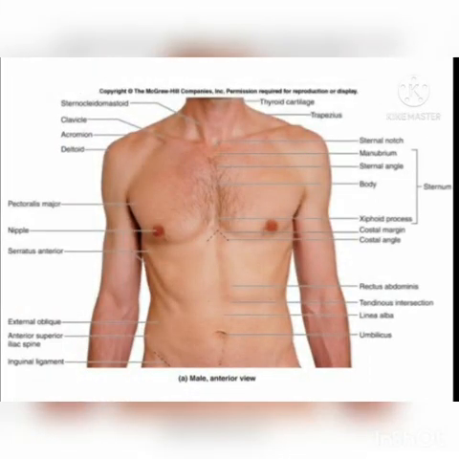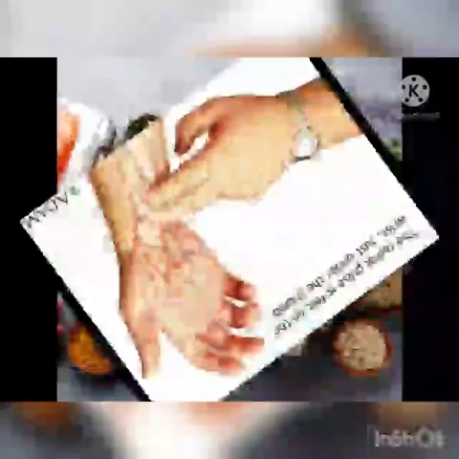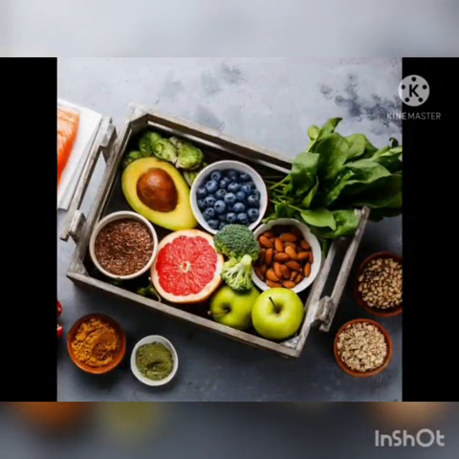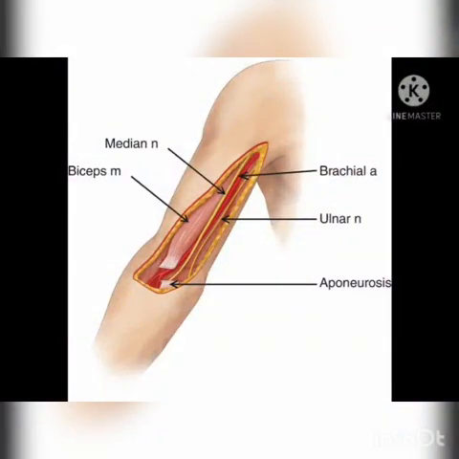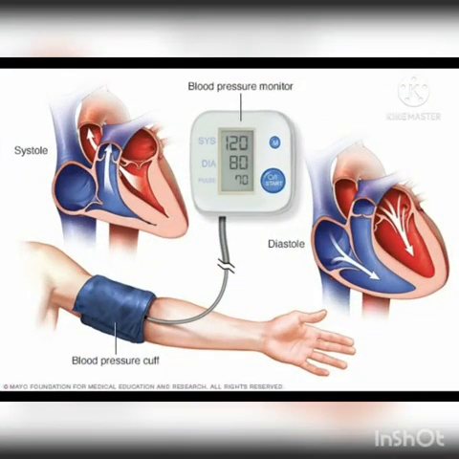You can feel the radial pulse to measure BP. You should be able to locate some arteries. The more commonly located artery is the brachial artery, which is used for recording the blood pressure.